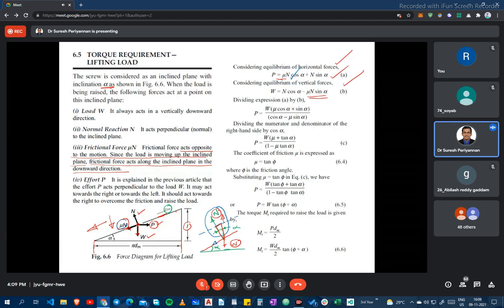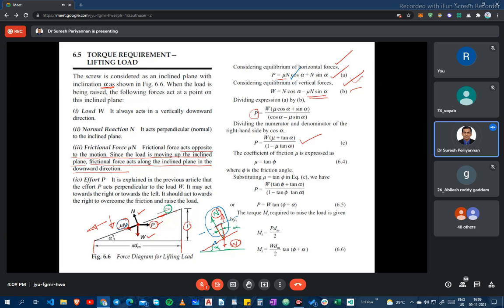Then we take these two equations and simplify them to find P, the effective load we are applying. Simplifying these two equations A and B, we get P equal to W times mu cos alpha plus sin alpha divided by cos alpha minus mu sin alpha. Dividing both sides by cos alpha, we get it in terms of tan alpha: W times mu plus tan alpha, divided by 1 minus mu tan alpha.